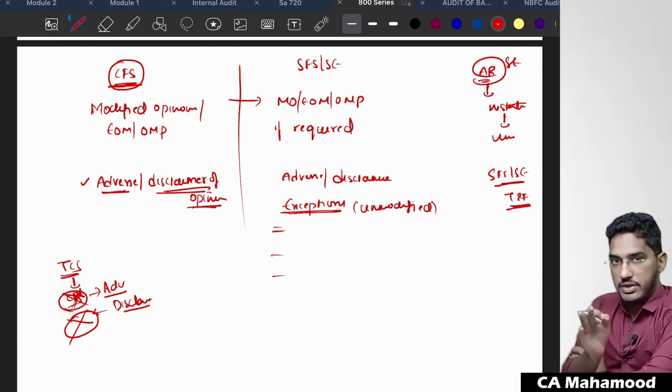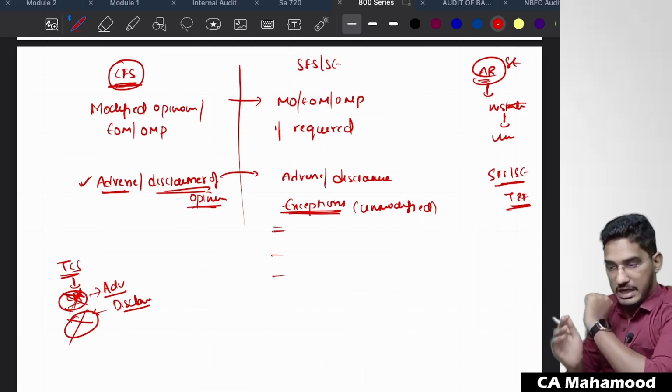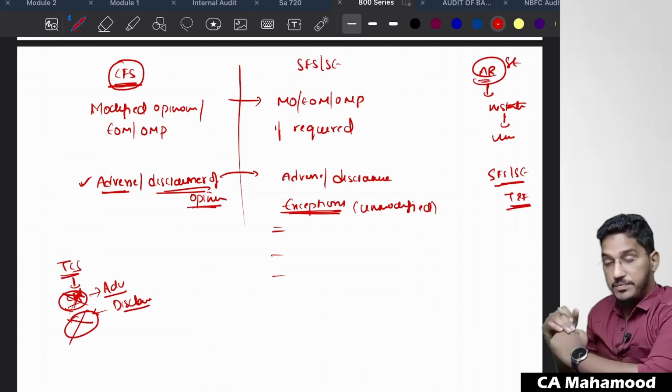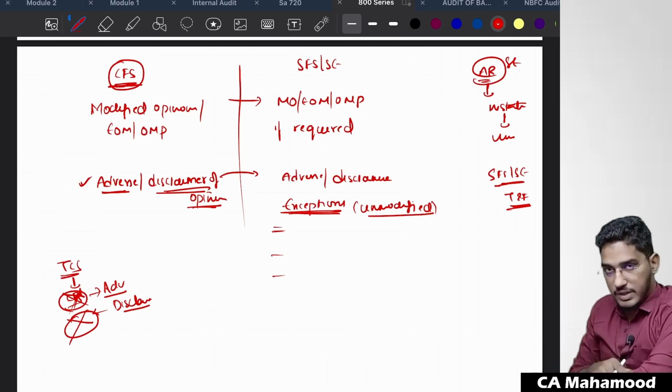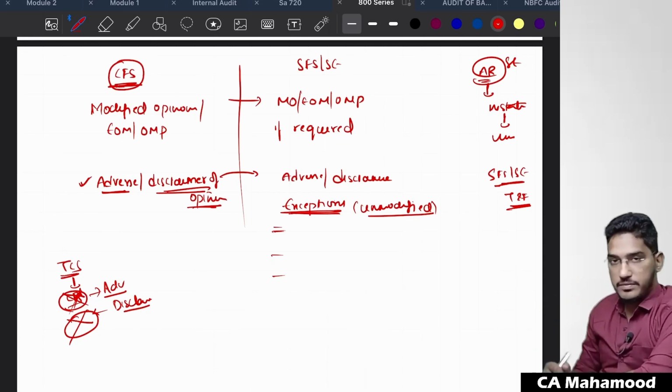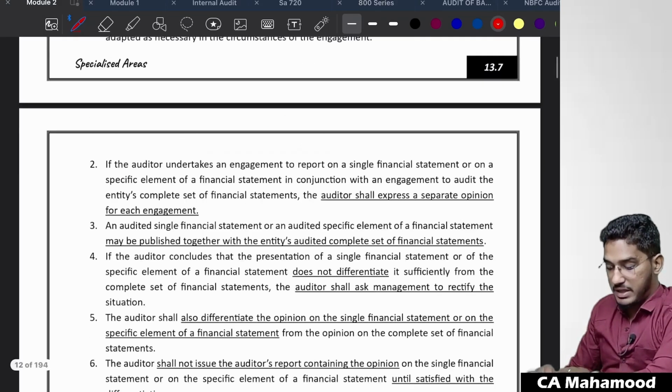Generally, if the complete set of financial statements contains adverse or disclaimer of opinion, there should be the same kind of opinion on the standalone financial statements or specific element also. But however, there are some exceptions. What do you mean by exception here? If the complete set of financial statements contains adverse opinion or disclaimer of opinion, but still I can give unmodified opinion on my single financial statements or specific element in some cases. What are those exceptions? We'll try to see it in the standard. Able to get the overall concept? So on the basis of this understanding, let us read this last paragraph also.